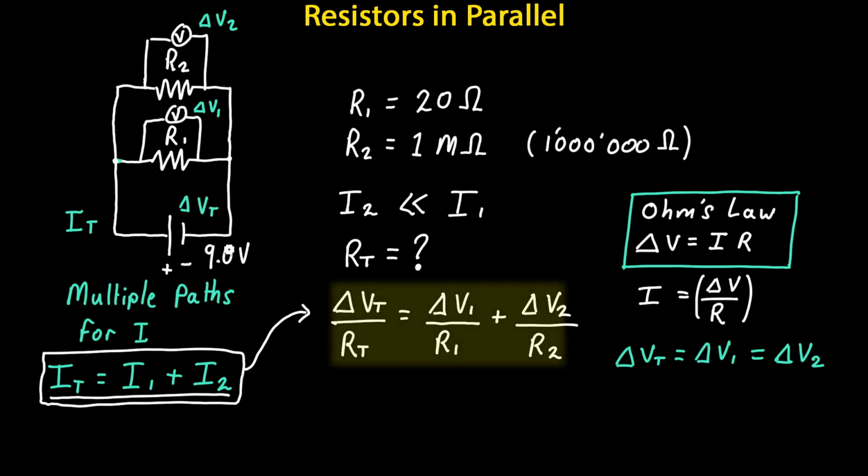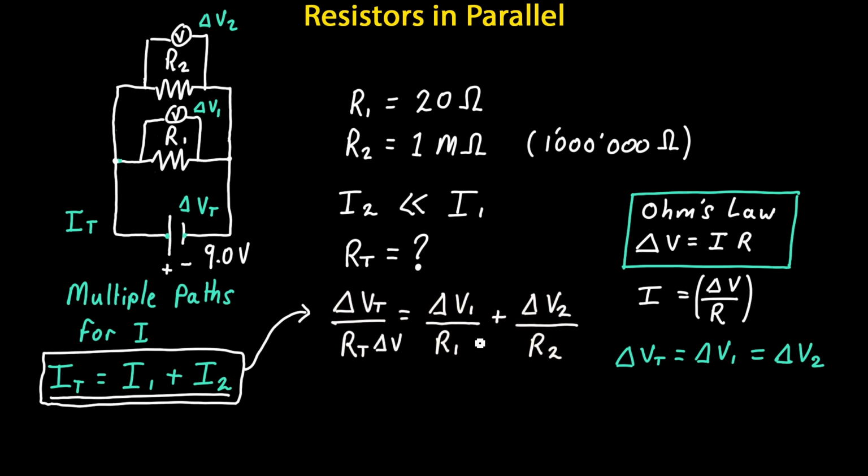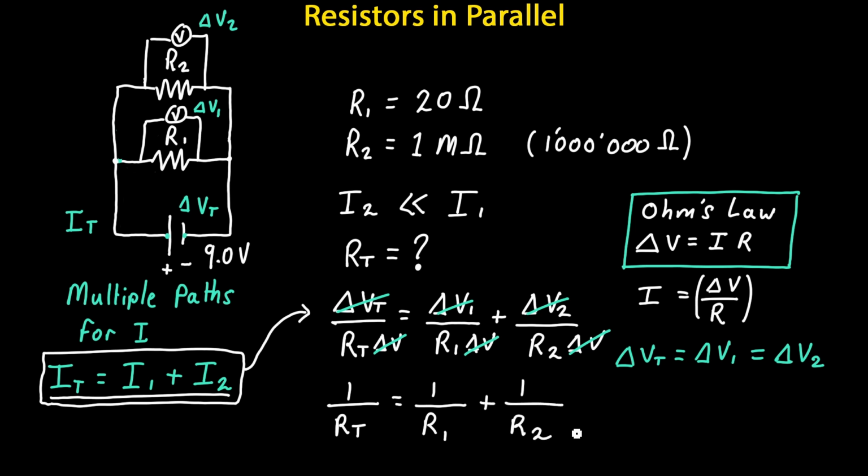So with our equation here that we've just constructed, we can divide both sides by delta V to cancel out the delta V term. Whenever we divide a value by itself, we always end up with a value of 1. So this leaves us with 1 divided by the total resistance of the circuit is equal to 1 divided by the resistance of the first resistor plus 1 divided by the resistance of the second resistor.